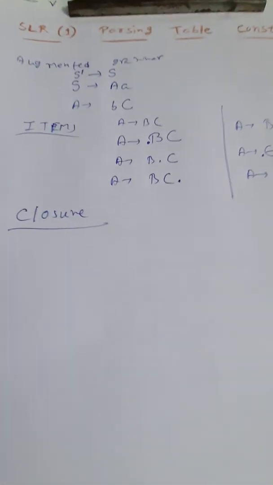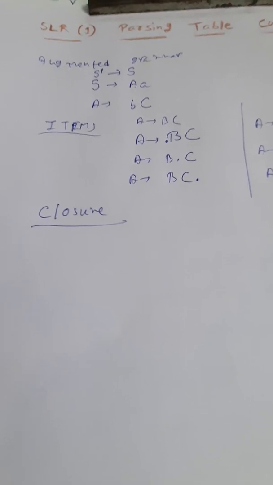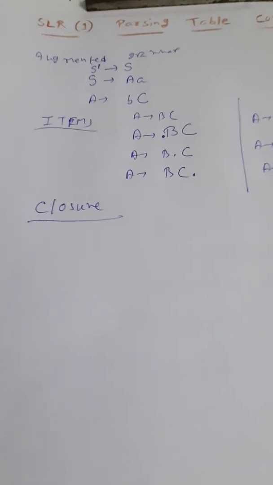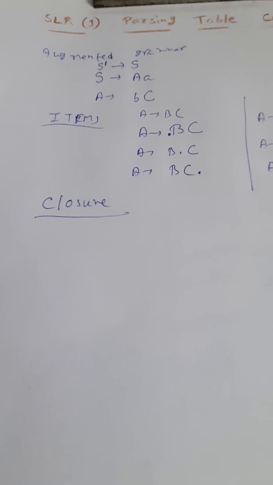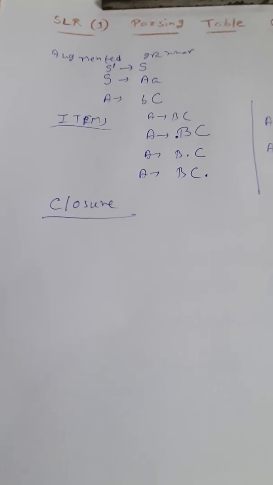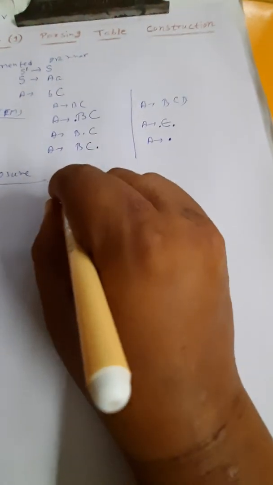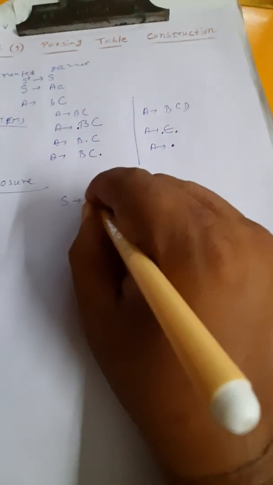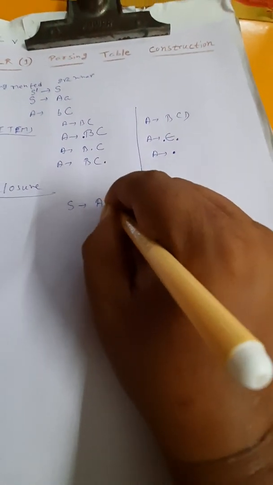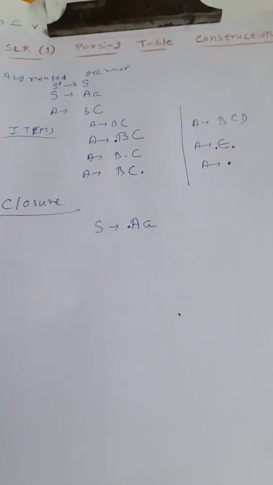Now the next concept we must know is the preliminary idea of closure. We have had the idea of closure in our discrete mathematics class, and the concept is almost the same. So here, suppose you have a rule like this, S produces, and so this is the rule.